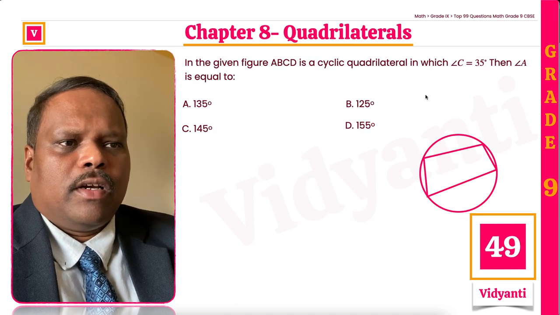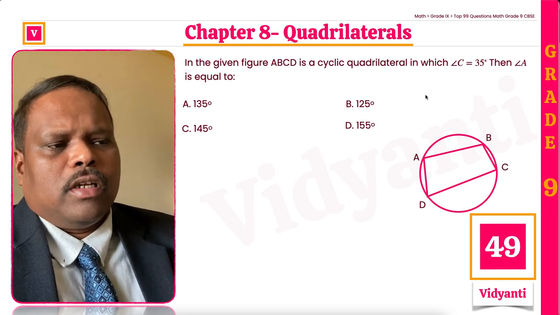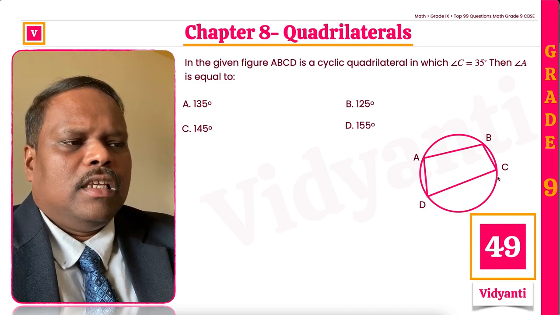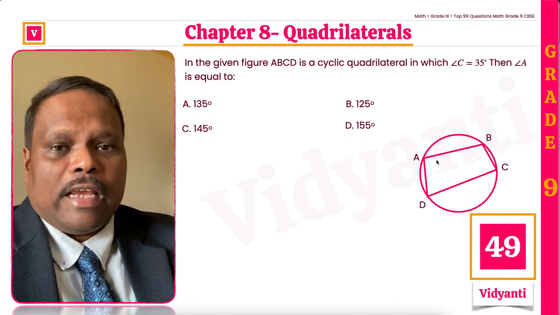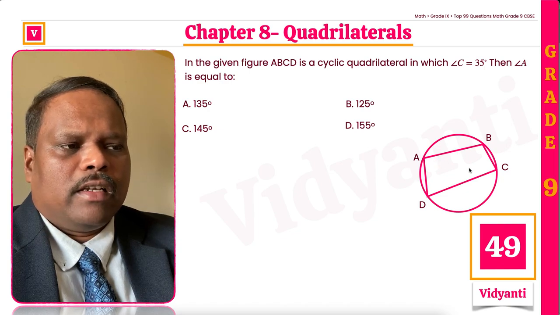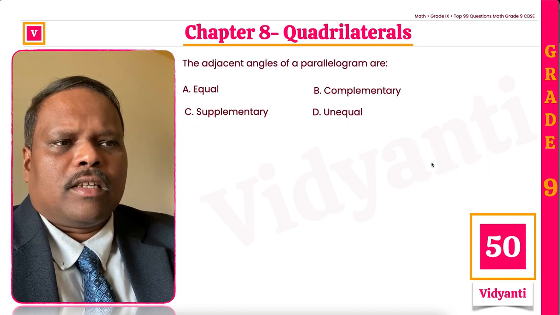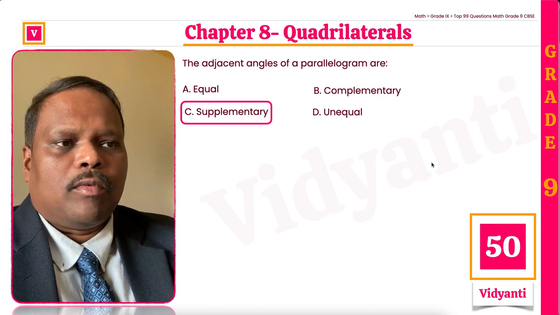Quadrilaterals in the given figure, angle C, well, we need to know which one is ABC. Angle C is 35, then angle B. Now we know that in a cyclic quadrilateral, the opposite angles add up to 180. So if this is 35, then this will be 145. The adjacent angles of a parallelogram are supplementary. That's a property of a parallelogram.